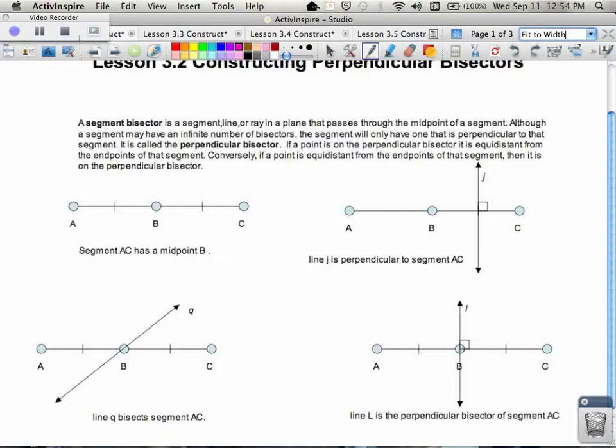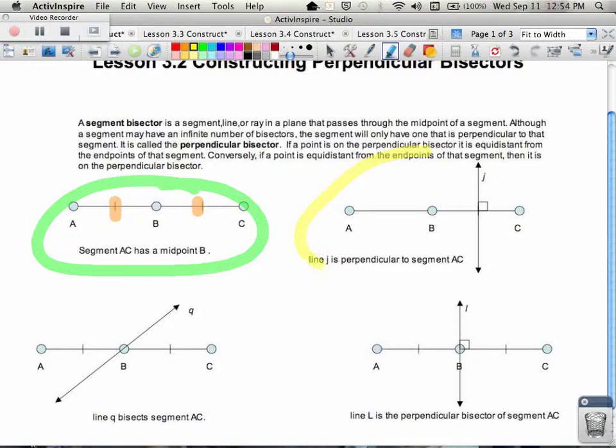So first of all, on the far left here, what you're going to see is a segment AC, and it has a midpoint B. And you can see that it's the midpoint because we have two equal parts. On the right-hand side, what you'll notice is that we have a line that is perpendicular to segment AC, but it is not in the middle. And I know that it's perpendicular because I see the little box there that indicates that.